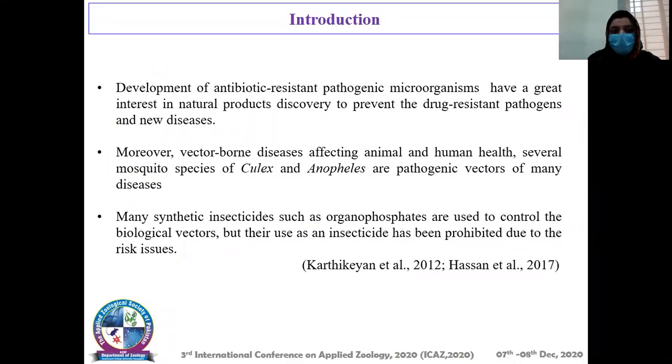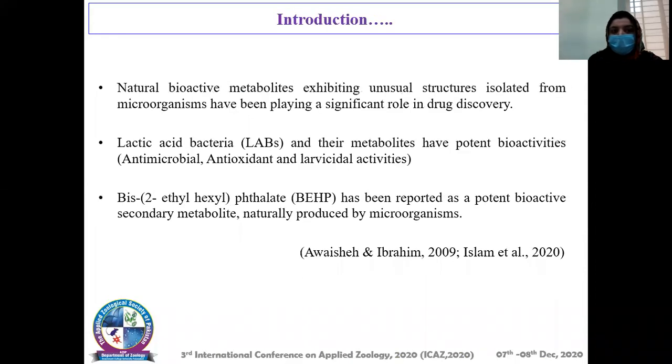Here is the introduction. The development of antibiotic resistant pathogenic microorganisms has created great interest in natural products discovery to prevent drug resistant pathogens and new diseases. Moreover, vector borne diseases affect animal and human health. Several mosquito species of Culex and Anopheles are pathogenic vectors of many diseases. In addition, many synthetic insecticides such as organophosphates are used to control the biological vectors, but their use as insecticides has been prohibited due to risk issues.